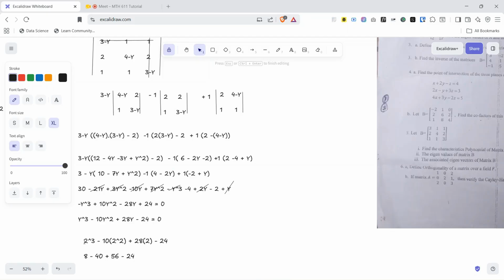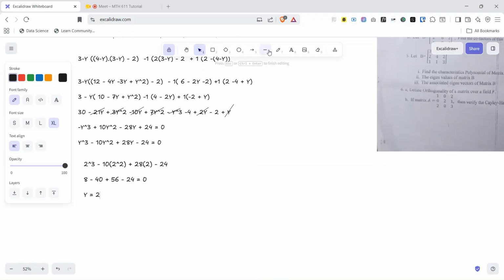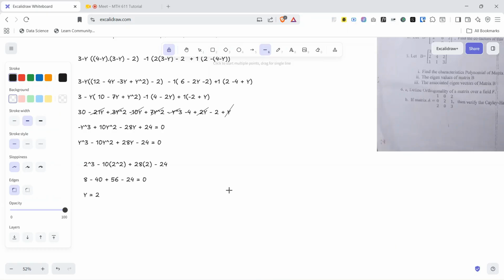So it means this is going to give us 0, equals 0. So one of our values of lambda equals 2. Now, by getting lambda equals 2, it is easier for us to solve this. We will use lambda equals 2 to solve this cubic equation. We are going to divide, so our division will be something like this.